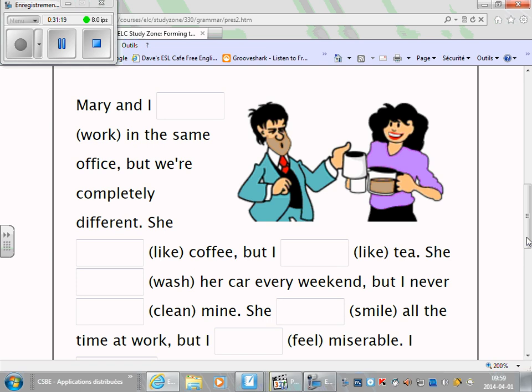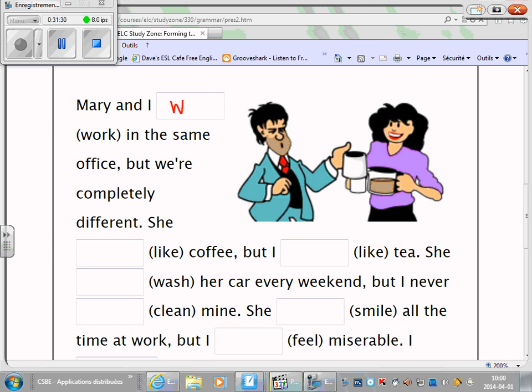It's not so easy when you have to use it, huh? It could be like a habit. So Mary and I work in the same office, yes. So Mary and I work in the same office, but we are completely different. So it's still part of their personal information. They're saying that they are not the same. They're different kinds of personalities. Okay?